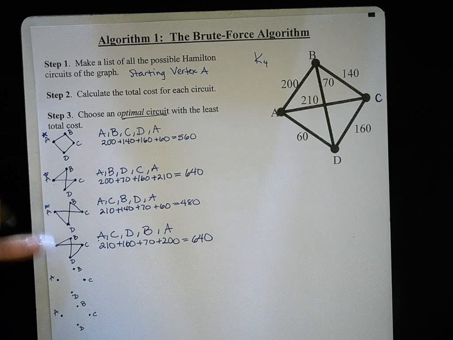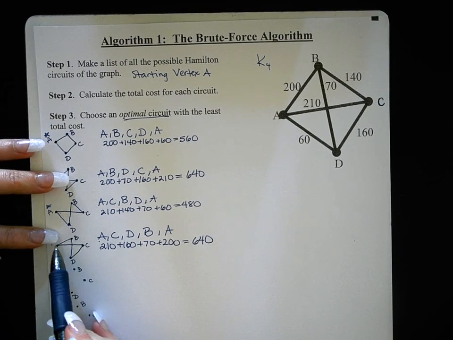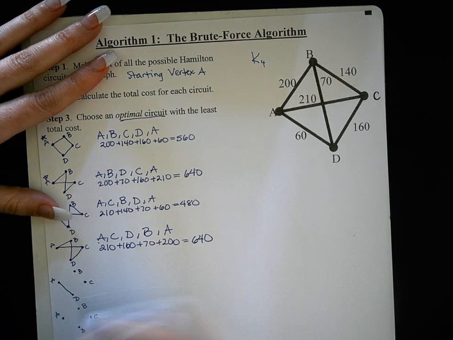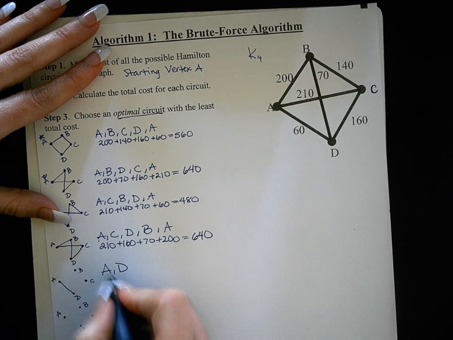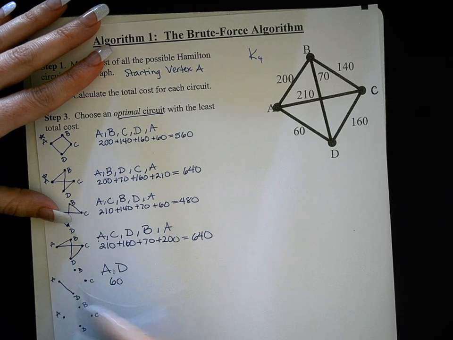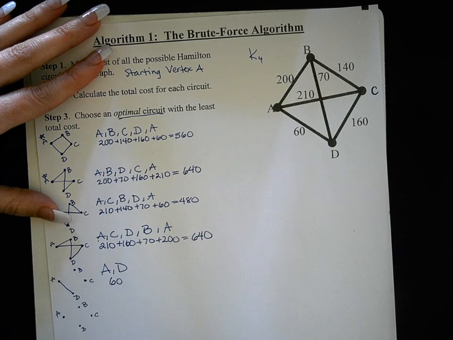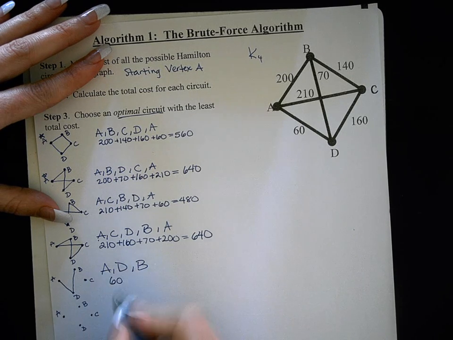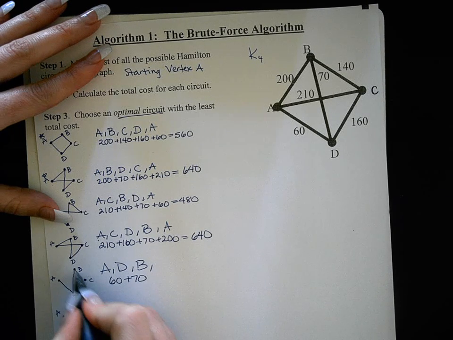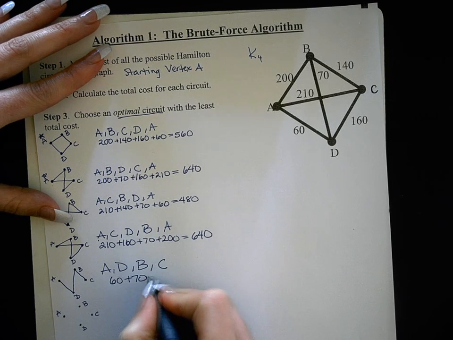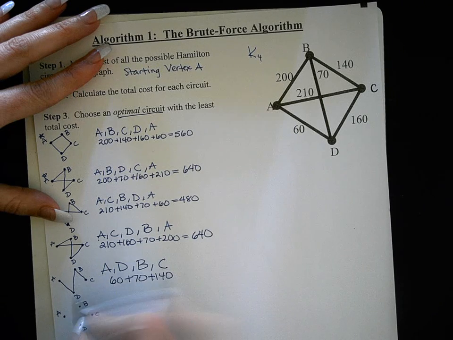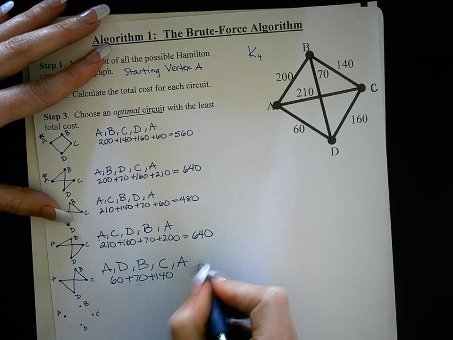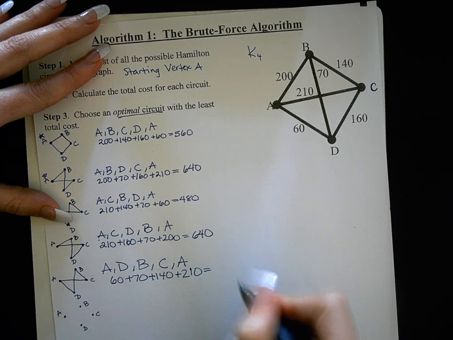Okay, we've exhausted all of the options going to A to C first. A to C to B, A to C to D. There is nowhere else to go with A to C. So now we're going to go, the first leg is going to be A to D. So A to D, that is 60. And we have two options again. We can go to B or we can go to C. Let's keep it alphabetical and go to B. So from D to B is 70. Then we are going to go to C, which is 140. From C, we've been to every vertice. Now it's time to go home to A. C to A is 210, and that is a total of 480.